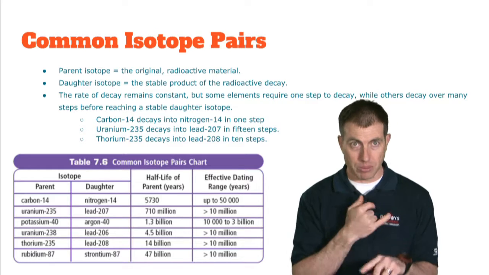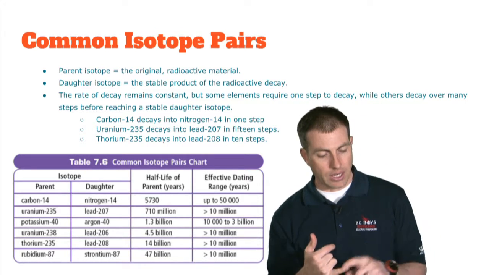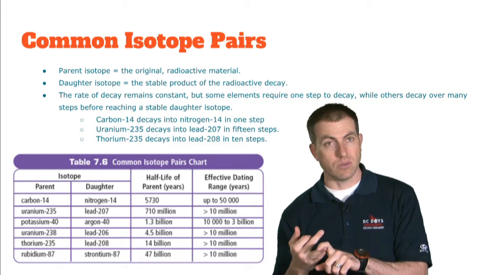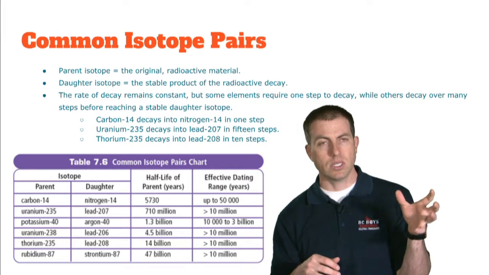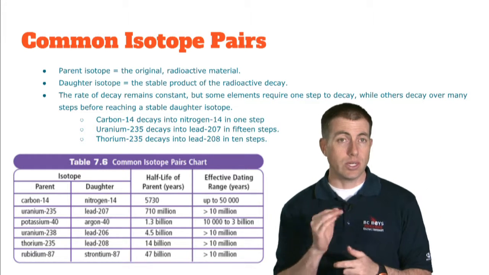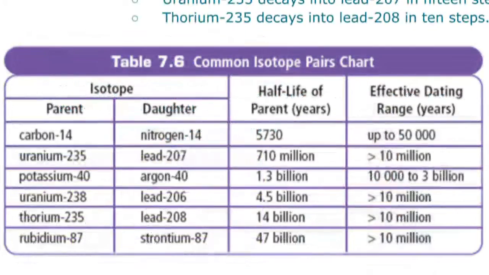So if we talk about carbon-14, because that's a really important one for life on Earth, carbon-14 is decaying into nitrogen-14. It actually emits a beta particle to get from carbon-14 to nitrogen-14. So at nitrogen-14, it's stable. And that takes 5,730 years. We can do that for about 50,000 years. So if something's older than 50,000 years, then we can't use carbon anymore.